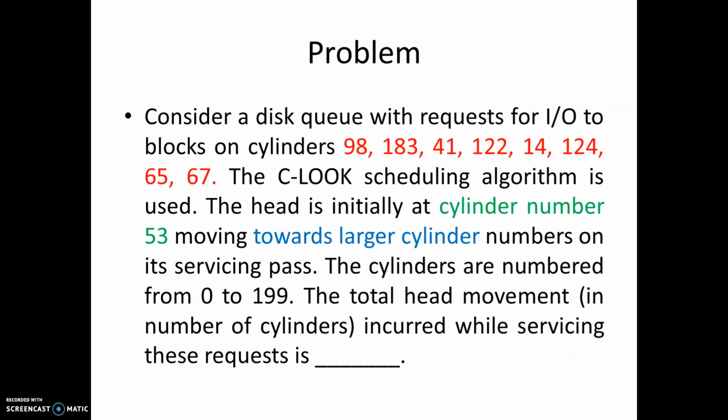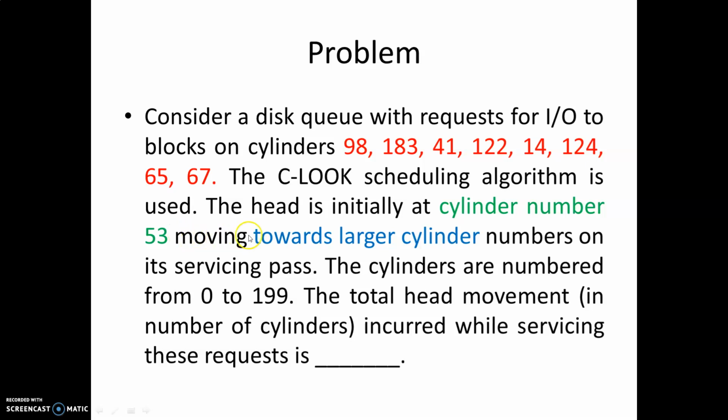The example is the same as we have taken in the case of look. Consider the disk queue with requests for input output to the number of blocks on cylinders. One request queue is given to us with multiple requests, that is 98, 183 and so on, in the order given. Then we are going to follow the look algorithm. It is always given to us that the read write head is initially at cylinder number 53, so the initial position of the head is always given.